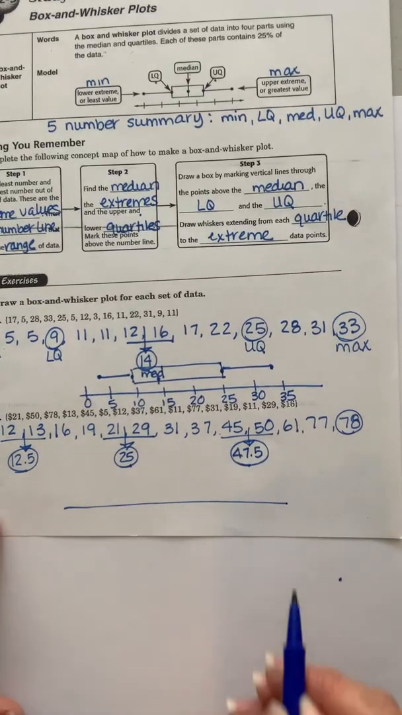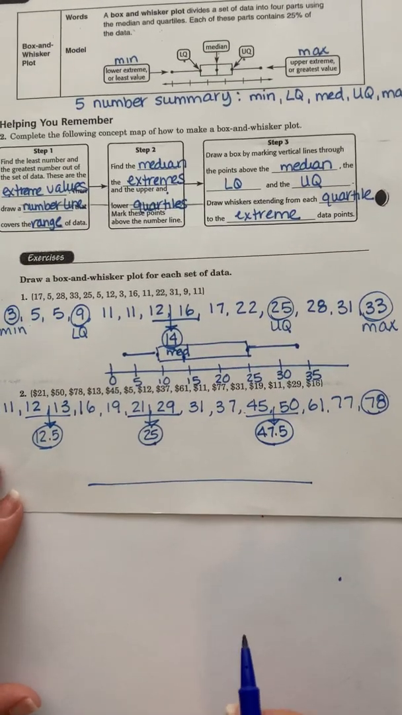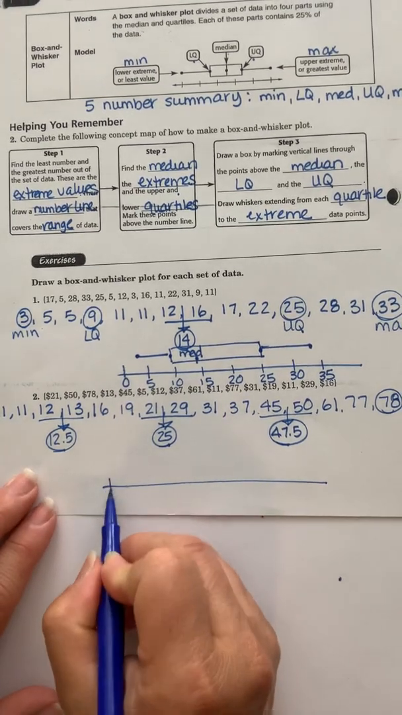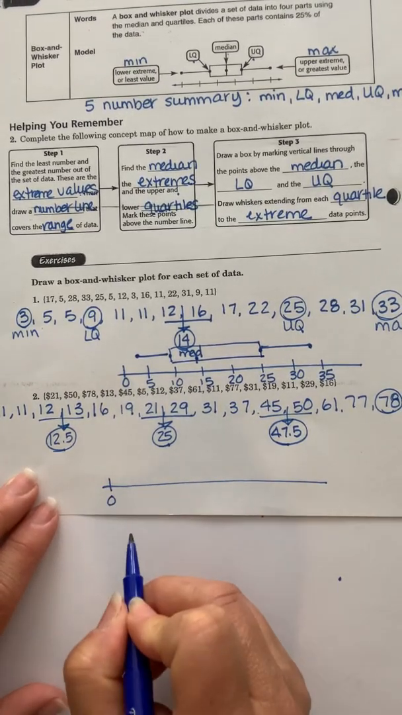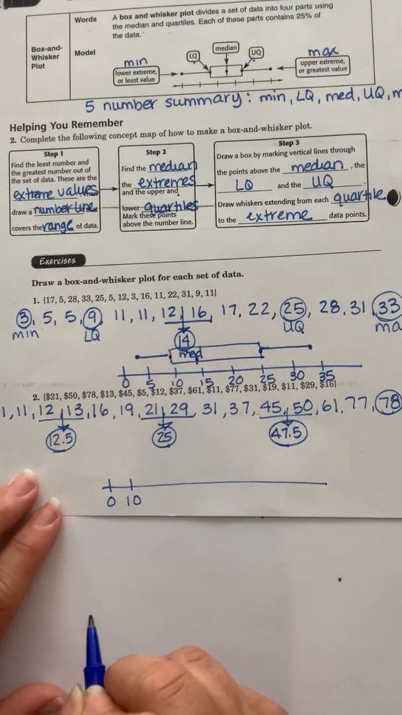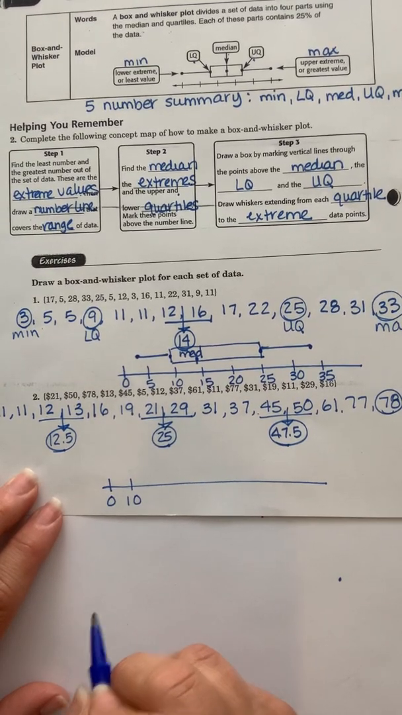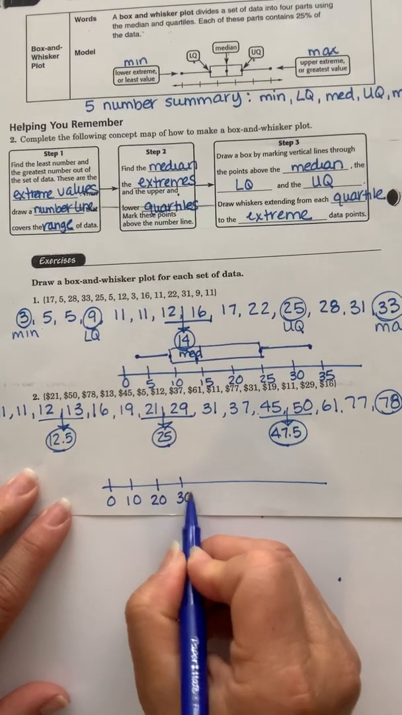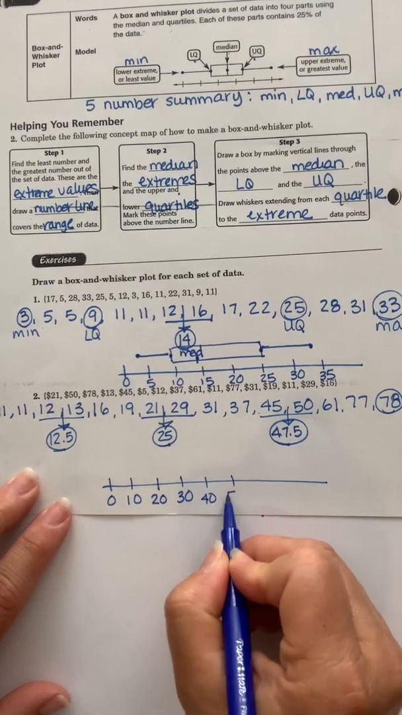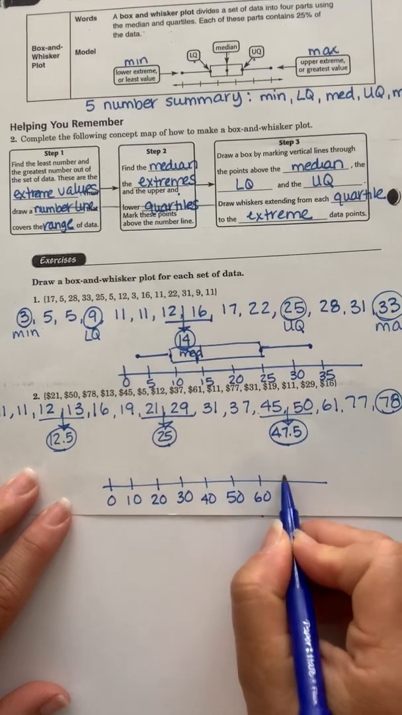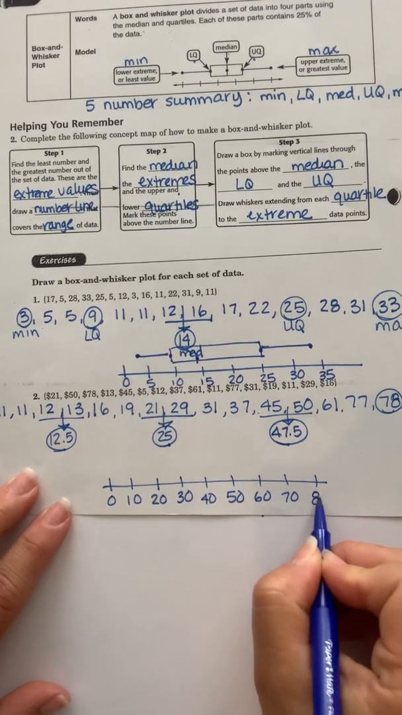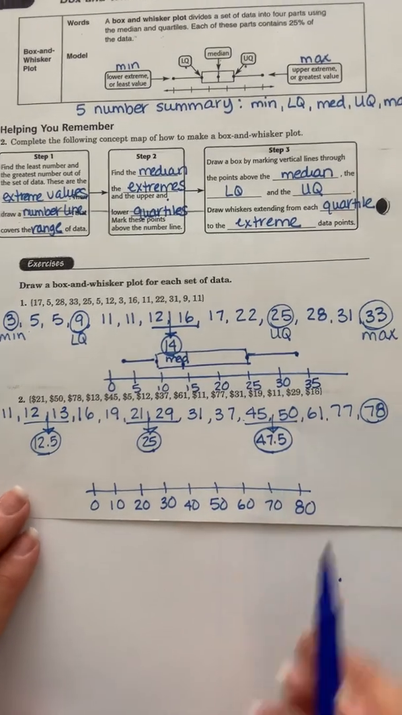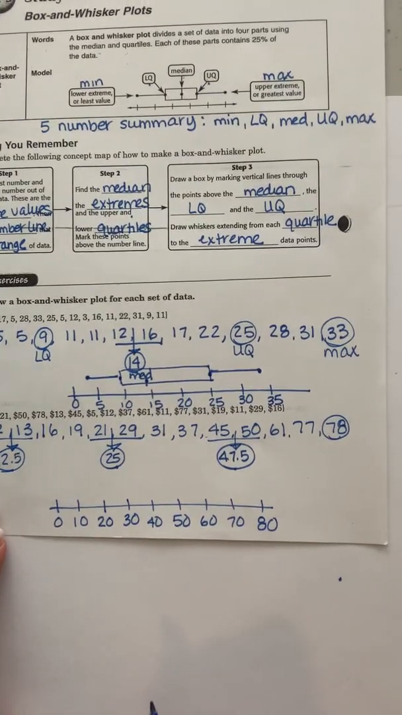So now I have to decide what to count by. I have to go from 5 all the way to 78, and I think that 5s would be really too small. So I'm going to count by 10s because that's going to get me at least 8. 10, 20, 30, 40, 50, 60, 70, should go to 80, because you want to make sure you fit the 78 in.